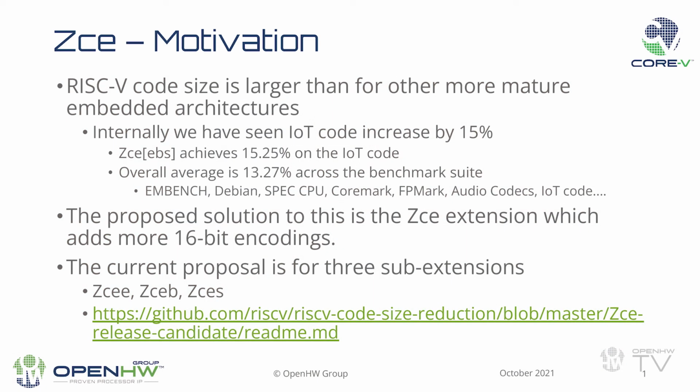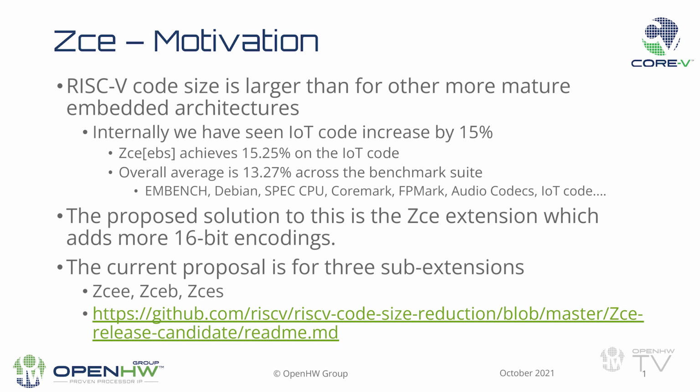Thanks, Davide. So I'm going to talk to you today about RISC-V code size and what we're doing to try and reduce it. I'm the chair of the code size reduction task group. What we've found is that RISC-V code size is larger than for other mature embedded architectures, partially because it's newer, so there's been less compiler development, but also because we need to add instructions. We need to enrich the ISA to make it better.